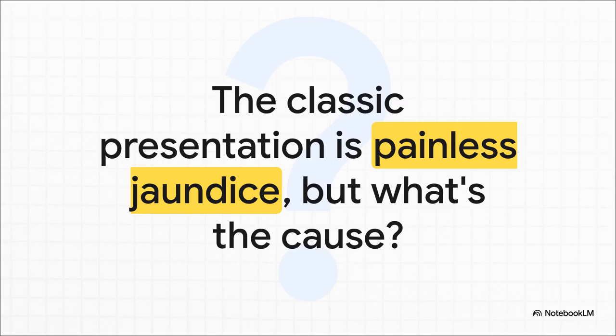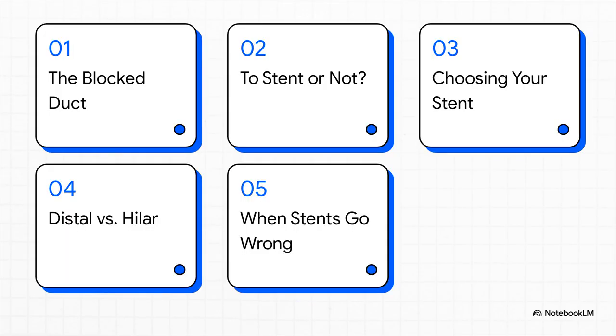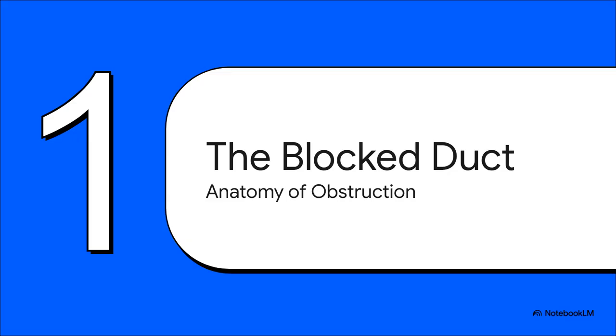So here's our game plan, and we're going to tackle this just like you would with a real patient. First, we'll get the lay of the land, the anatomy. Then, we'll ask the big question, do we even need to intervene? After that, we'll pick the right tool for the job, see how that plays out in different scenarios, and finally, we'll talk about what to do when things don't go according to plan. Let's dive in.